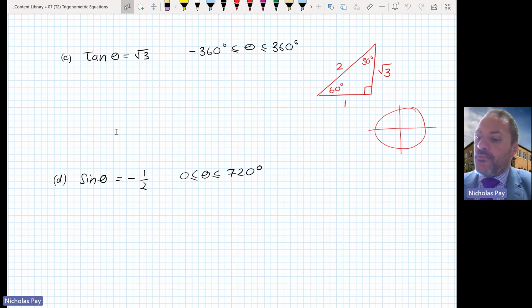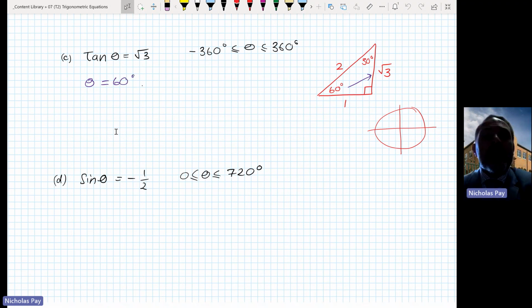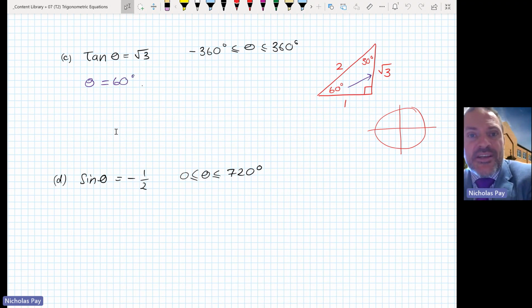Let's go back to the other way. Let's just find what my value is. What's my angle going to be? We've got root 3 over 1. So opposite over adjacent, root 3 over 1, which means my link angle is 60 degrees. Now, I talk about my link angle once again because that's in reference to all the ones that I need. But now I've got to make sure, is it positive or negative root 3?